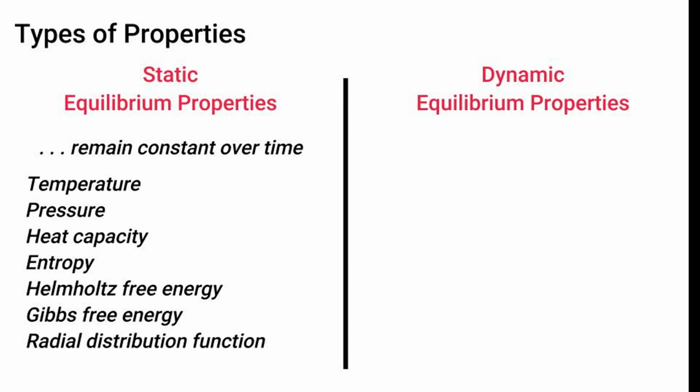On the other hand, dynamic equilibrium properties change over time, even when the system is at equilibrium. This might seem strange, as we expect equilibrium to mean stability, but certain properties, particularly those linked to the motion of atoms or molecules, experience very small fluctuations. These fluctuations are a part of what we call the dynamic equilibrium. An example of a dynamic property is diffusion.